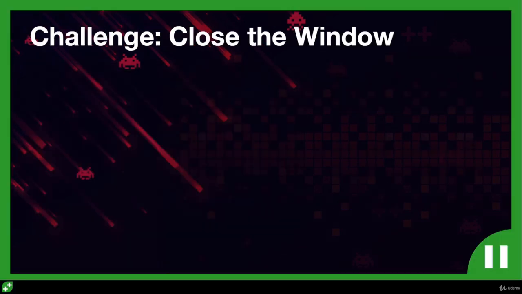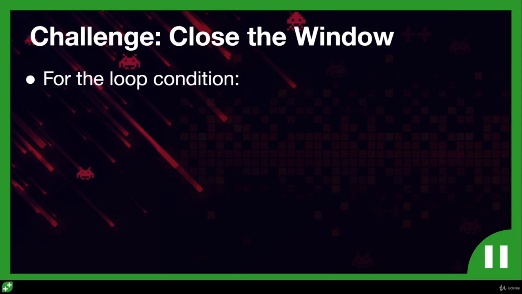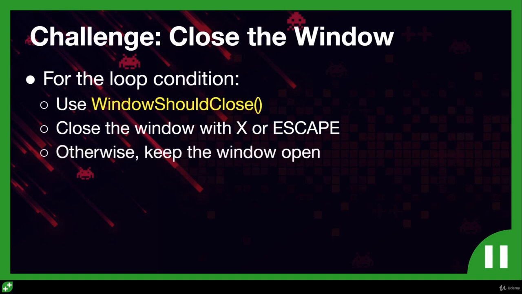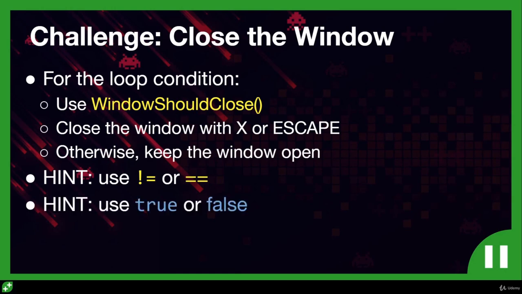So here's the challenge. For the loop condition of our while loop, figure out how we're going to use the function WindowShouldClose. We want to close the window when we've hit the X or the escape key. WindowShouldClose returns true if those have happened. If we haven't hit X or the escape, we want to keep the window open. Now here's a hint. Your solution will involve the use of one of the comparison operators, either the not equal to or equal to. And here's another hint. You'll also be using the true or the false keyword.